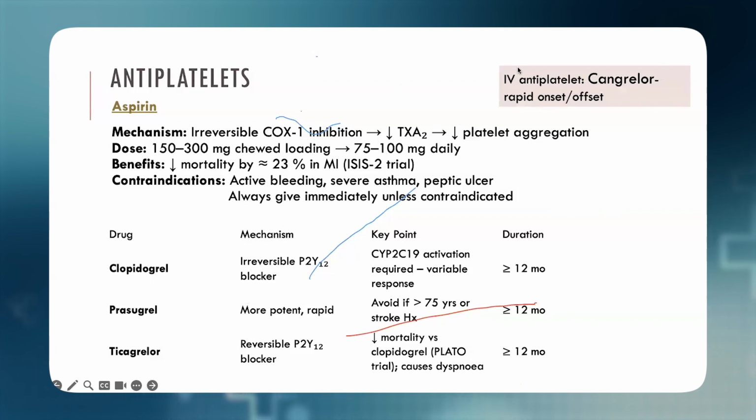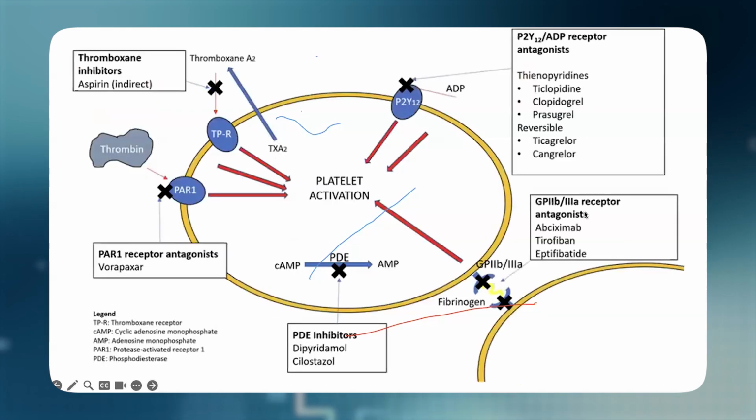IV antiplatelet, I hope everybody knows there is only one available in the market, that is Cangrelor, which has a rapid onset and offset. So in patients with really high bleeding risk, we can use this antiplatelet just during the procedure to prevent stent thrombosis and all, and then stop it after the procedure is done. Cangrelor.